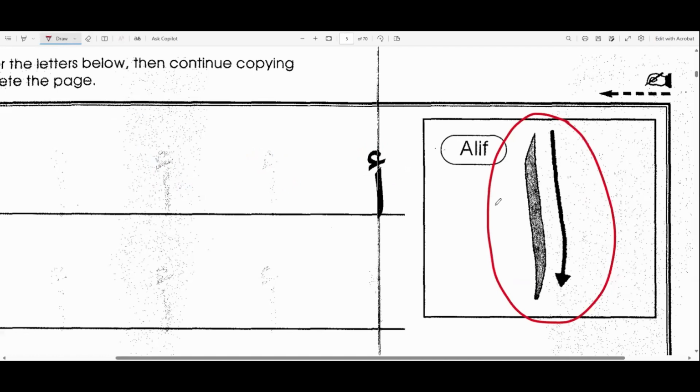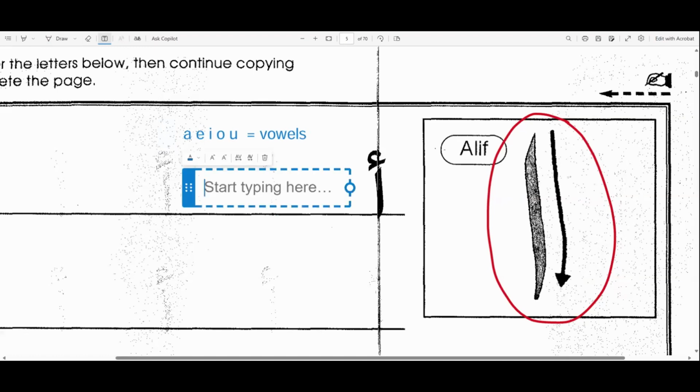So you may have already learnt in previous studies of the Arabic language, or for those of you who are new, in English, what are the vowels? In English, we have A, E, I, O, U. So they are the vowels in the English language. What are the vowels in the Arabic language?